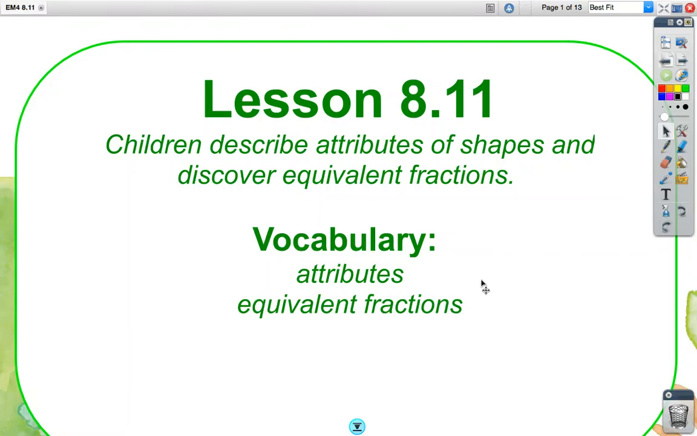Hi, second graders. Today's lesson is lesson 8.11. Today's lesson objective: children describe attributes of shapes and discover equivalent fractions. Vocabulary for today's lesson: attributes, meaning something inherent about a shape, such as the number of sides, angles, or vertices. Equivalent fractions, meaning fractions with the same value.